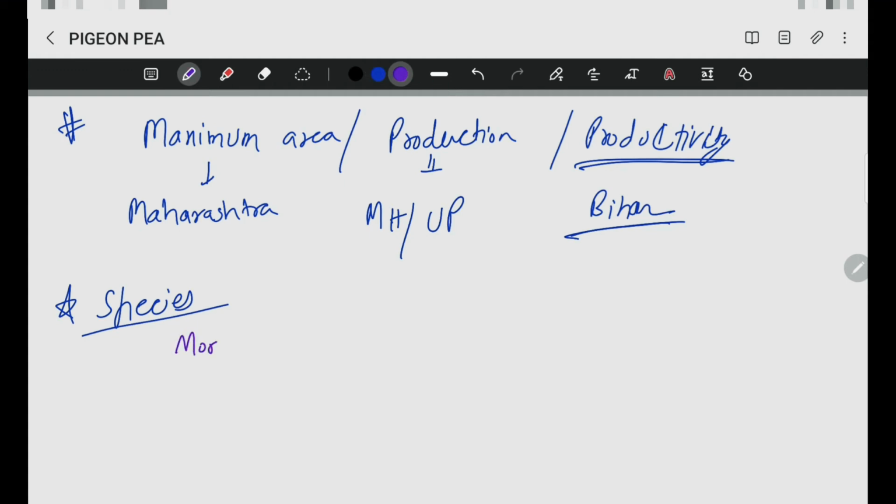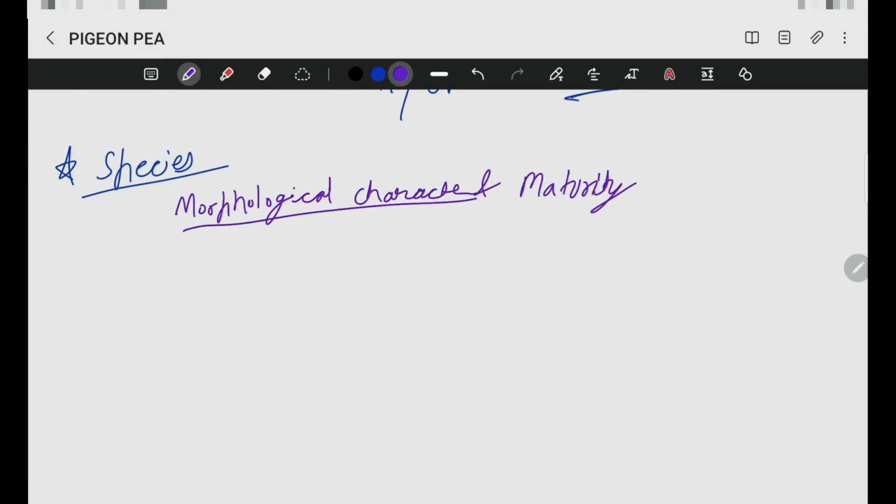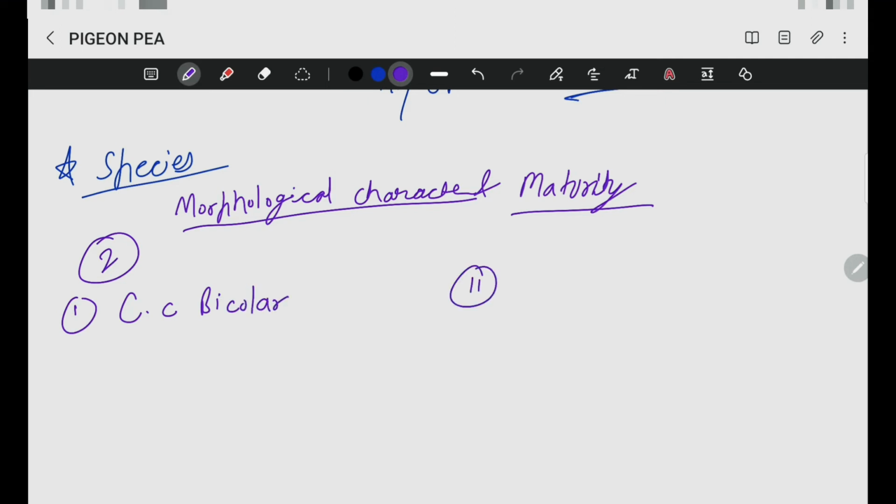Now we will talk about its species on the basis of morphological character and maturity. Now this morphological character means we are talking about height, seeds per pod, and in maturity we are talking about the ripening days, in how many days the plant gets matured. So there are two species. First one is Cajanus cajan and the second one is Cajanus indicus. Okay, we will talk about some of its peculiar features.